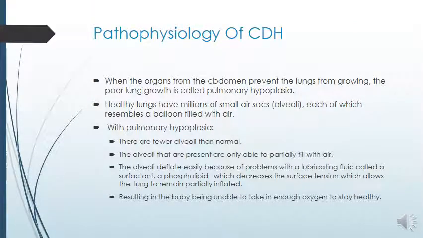Let's look at the pathophysiology of CDH. When the organs from the abdomen prevent the lungs from growing, the poor lung growth is called pulmonary hypoplasia. Healthy lungs have millions of small alveoli, which are small air sacs, each of which resembles a balloon filled with air. However, with pulmonary hypoplasia, there are fewer alveoli than in a normal individual. The alveoli that are present are only able to partially fill with air.